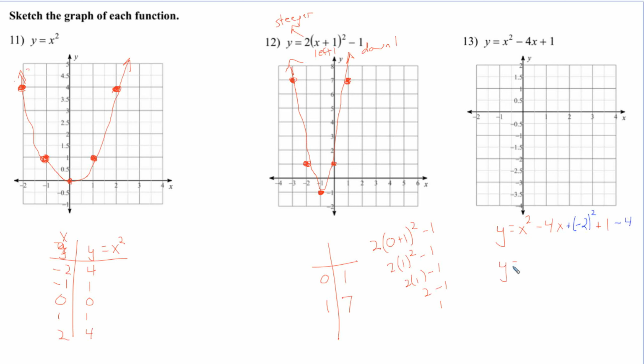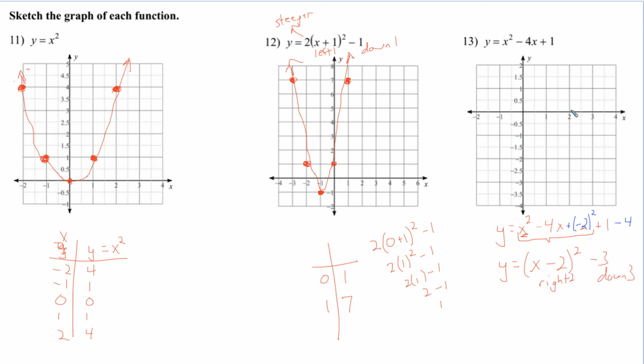So we have y equals, we completed the square. So this factors to x minus 2, squared. 1 minus 4 is negative 3. And now we're in vertex form. So this is going to move right 2 and down 3.